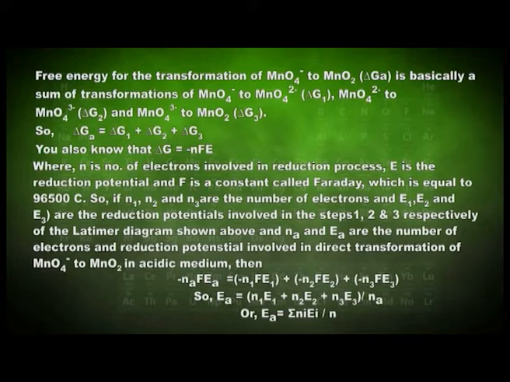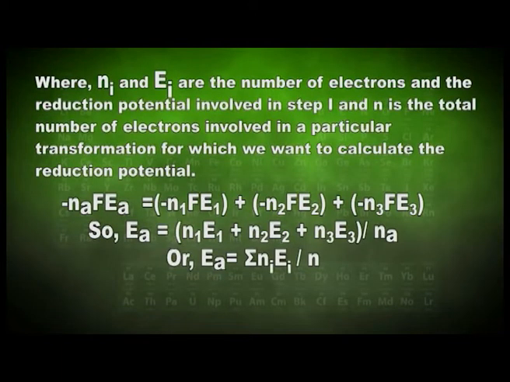Ea should be equal to n1E1 plus n2E2 plus n3E3 divided by na, or Ea should basically be the sum of niEi divided by n, where n1 and E1 are the number of electrons and the reduction potential involved in step 1, and n is the total number of electrons involved in a particular transformation for which we want to calculate the reduction potential. Again, I have a question for you.